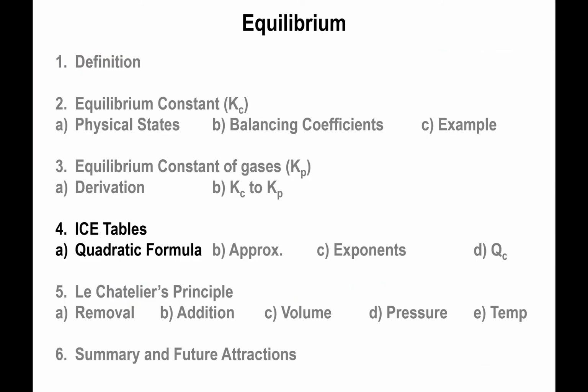All right. So let me show you a few ways in which you can solve ICE table problems where you actually have the value of the equilibrium constant given from the get-go, and instead of trying to find the equilibrium constant, what you try to find out is the equilibrium concentrations. There's different ways to approach this. The sure way to get it is by using the quadratic formula.